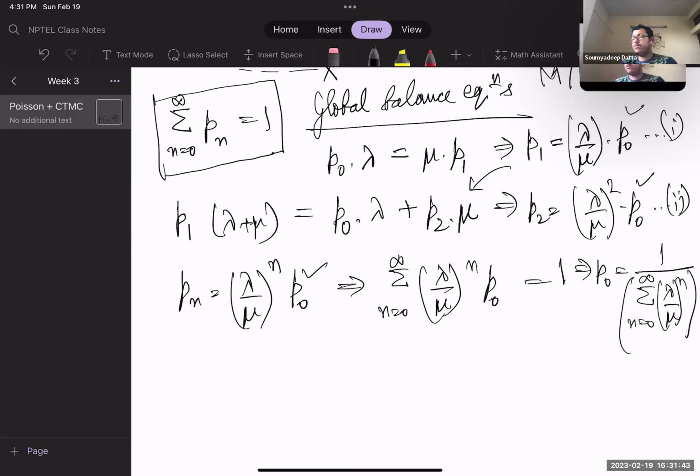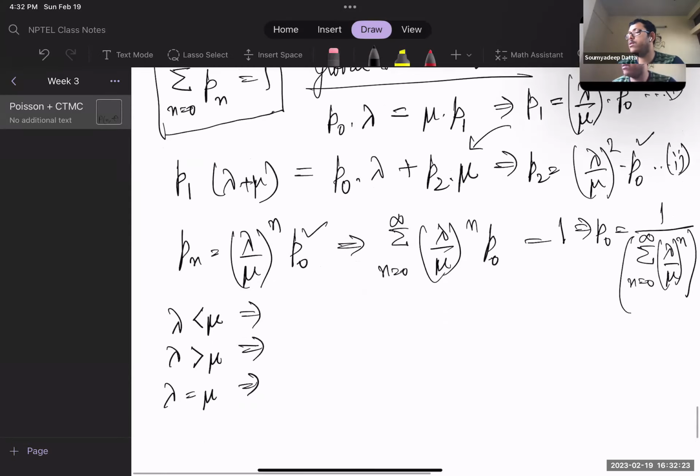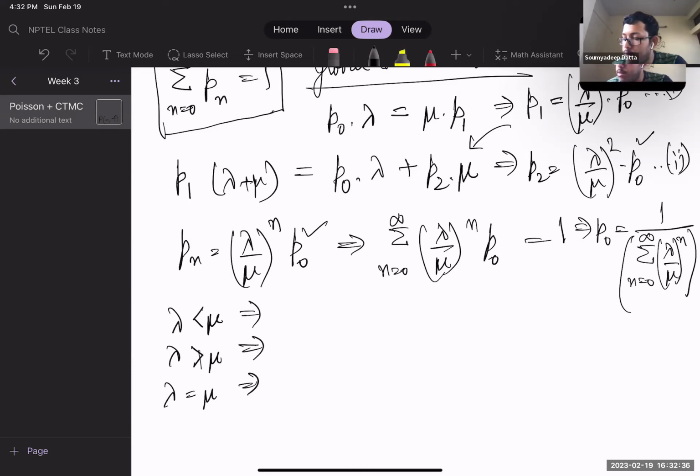Is this clear till now? And so if you put P0 here, you will get the answer. But if this is clear, let's think mathematically. This denominator has to converge to a certain finite value, right? When will that happen? We can have these three situations: lambda less than mu, lambda greater than mu, and lambda equal to mu. What will happen in each of these three cases for this term in the denominator? If arrival rate is less than service rate, equal to service rate, and greater than service rate, what will happen in each of these cases?